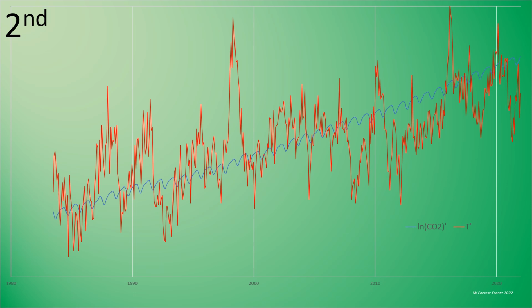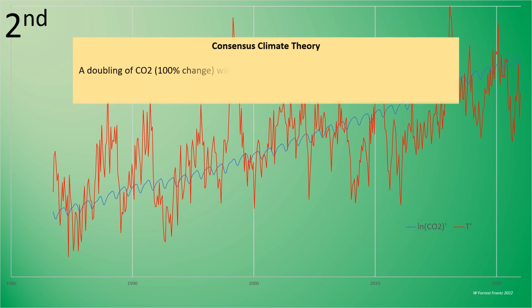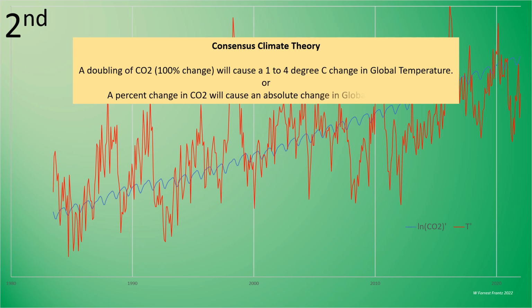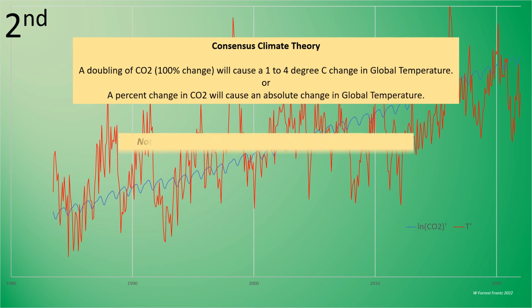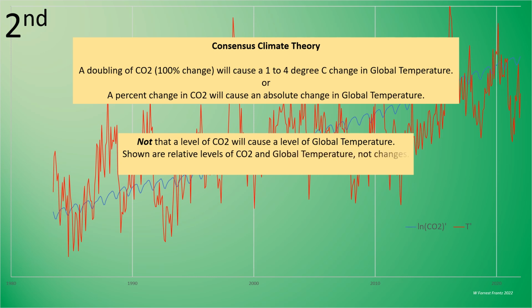Of the three huge mistakes, this one is inexcusable because all scientists are trained in how to set up a hypothesis to test. Consensus theory is that a doubling of CO2 will cause a 1 to 4 degrees C change in global temperature, or a % change in CO2 will cause an absolute change in global temperature. Not that a specified level of CO2 will cause a specified level of global temperature. Shown are levels of CO2 and global temperature, not changes. To test the theory, we must test changes.